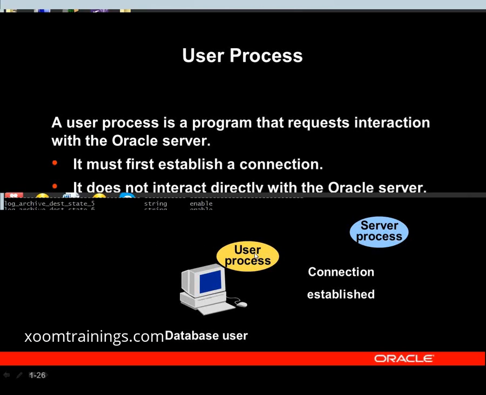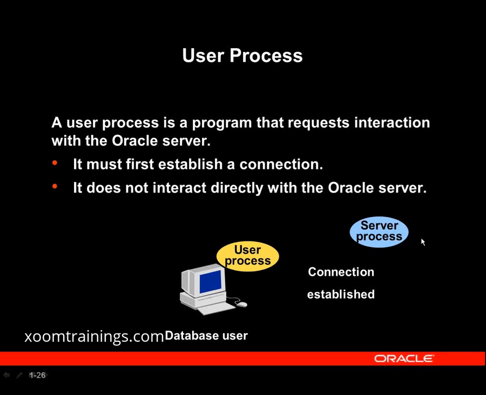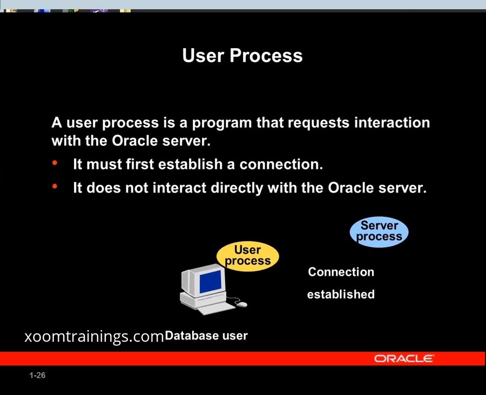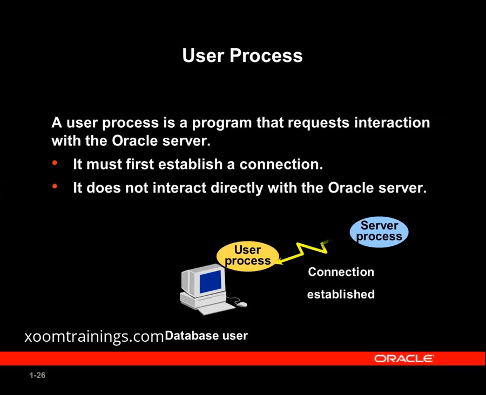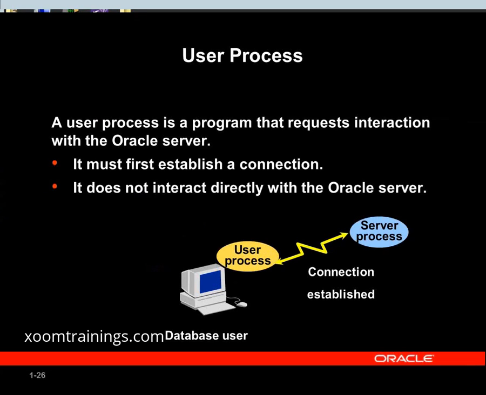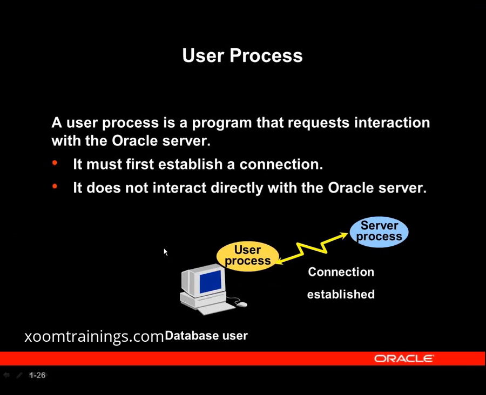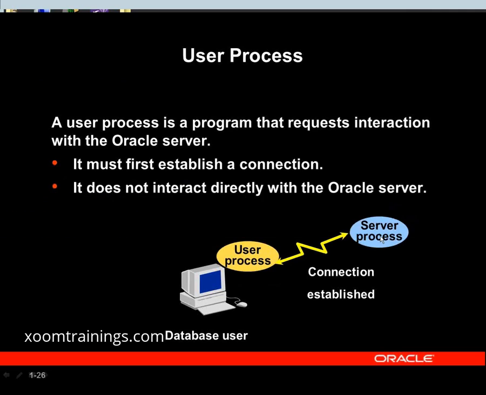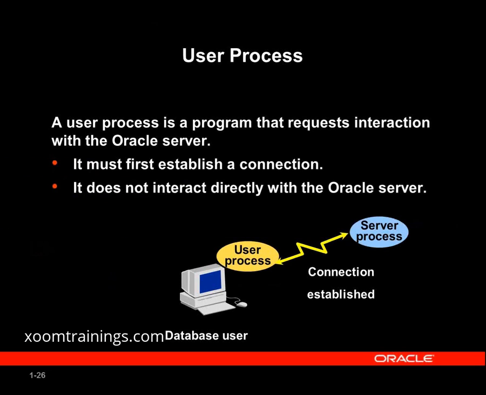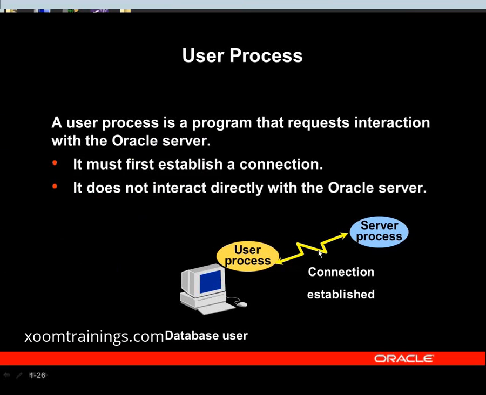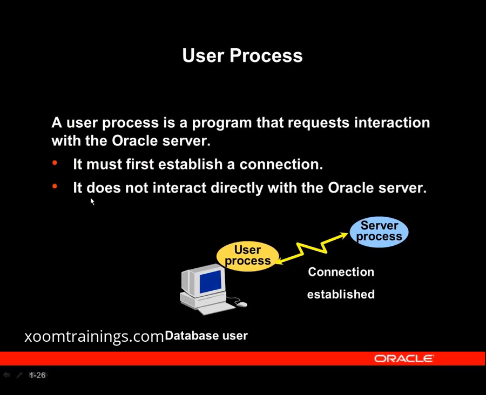So when we put in the username and password, it goes to the server process. Let's say I put in the username and password and press enter. Now it says the server connection is established, so a request is sent to the server process. The server process will check the username and password in the database, and after it verifies they are right, the connection is made. So we could say the user process does not interact directly with the Oracle server.